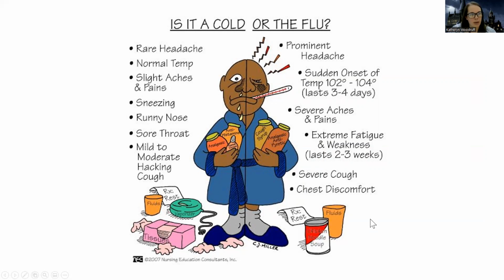This picture is depicting the difference between a cold and the flu, because a lot of people mix these up. A lot of people are like, well, is it a cold or is it the flu? And how do I know? The big difference is in severity. With a cold, they have much more mild symptoms: they might have a headache, their temp can be normal, slight aches and pains, a slightly mild or moderate cough. Whereas with the flu, it's more severe. They have a headache, high temp, severe aches and pains, extreme fatigue and weakness that can last weeks, severe cough, chest discomfort, etc. So you can see it's really in the severity.